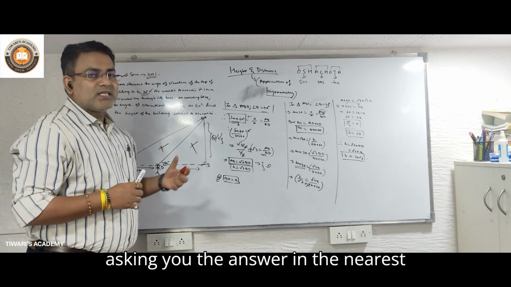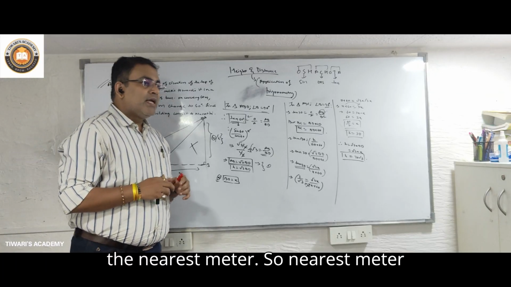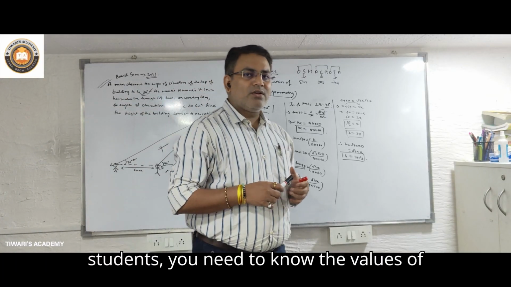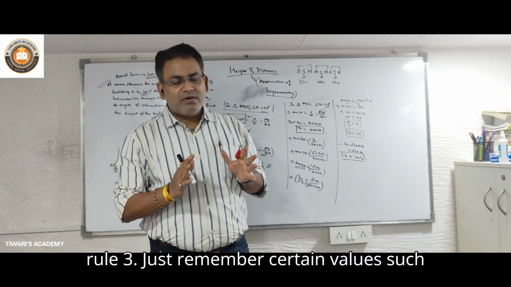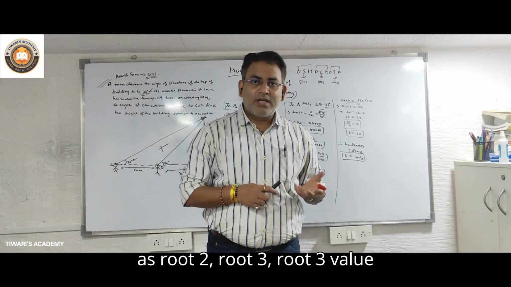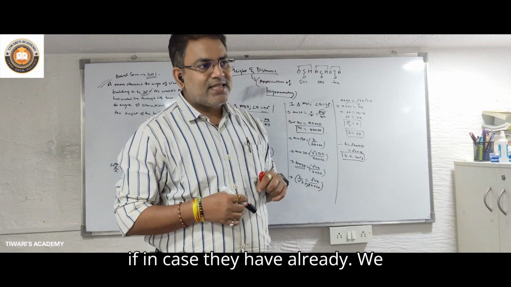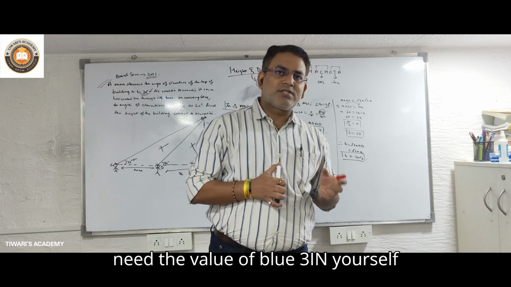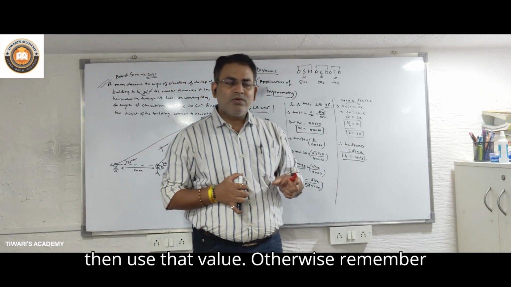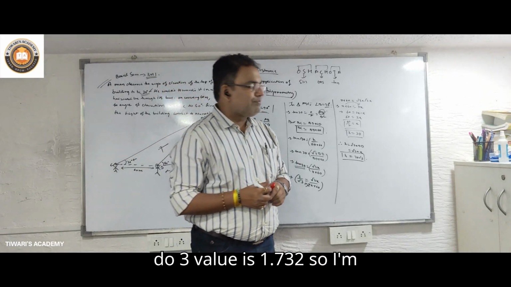Now this is the actual height of the building, but they are asking you the answer in the nearest meter. So for the nearest meter, students, you need to know the values of root 3. Just remember certain values such as root 2, root 3. Root 3 is 1.732 to be more specific. But if in case they have already given you the value of root 3 in your sum, then use that value. Otherwise, remember root 3 value is 1.732.